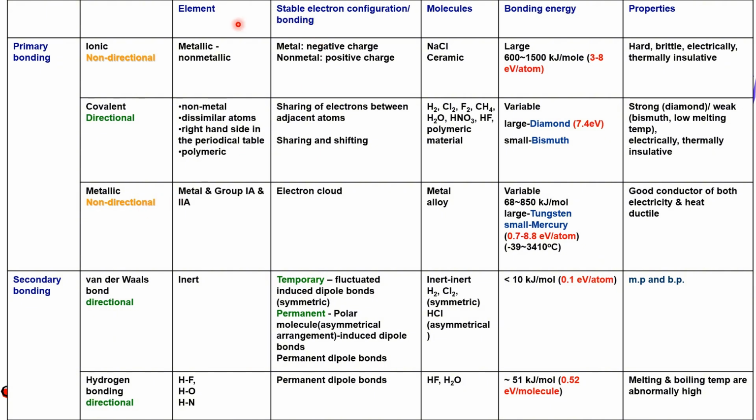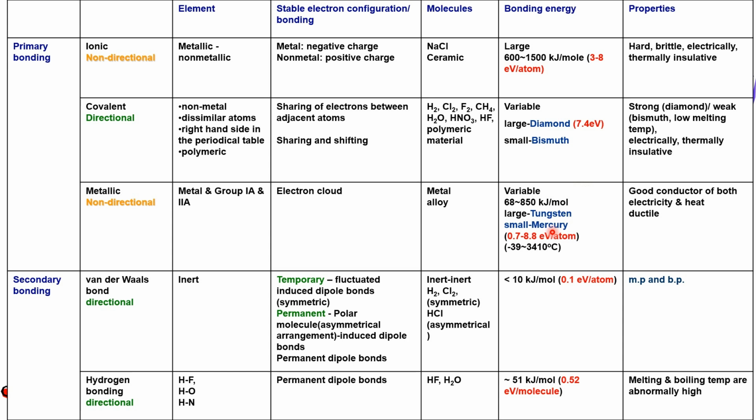Right. And this shows examples of the elements, the stable configuration, molecules here, and the bonding energy. Bonding energy for the ionic bond is between 3 electron volt to 8 electron volt. And for the covalent bond, it can be very large, 7.4 electron volt, and very small. Again, for the magnetic bonds.